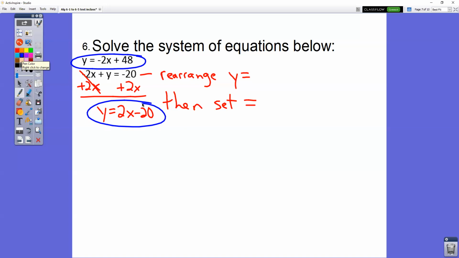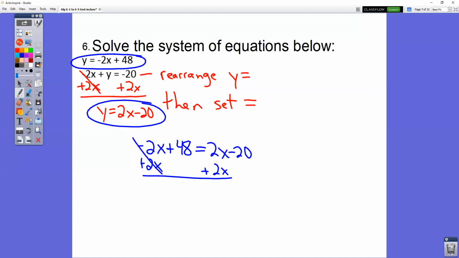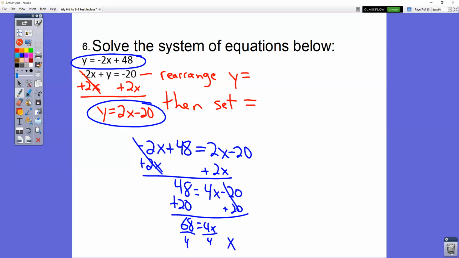Now it's just like question number one, where both of these equations are in the y equals form. So all that I'm going to do is set them equal to each other. So I have negative 2x plus 48 equals the other equation of 2x minus 20. Now you're going to solve for x. So I would do plus 2x and plus 2x. So 48 equals 4x minus 20, plus 20, plus 20. So I get 68 equals 4x, divide by 4, divide by 4, and you get that x equals 17.